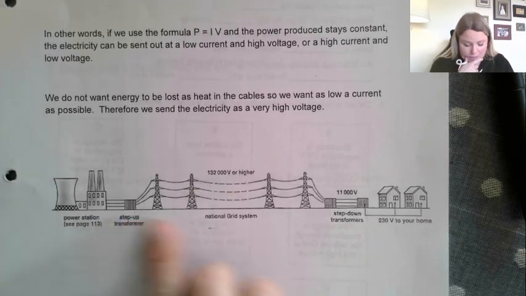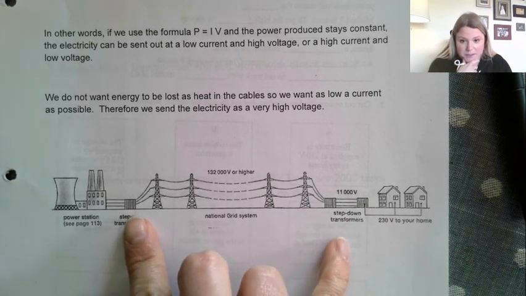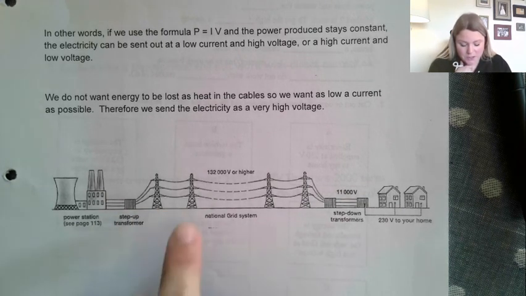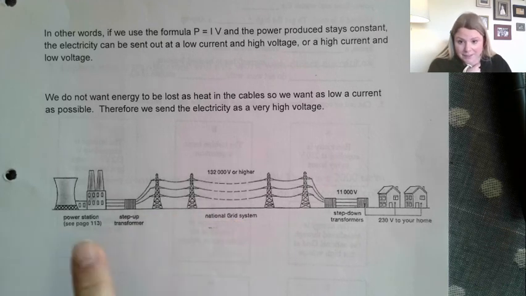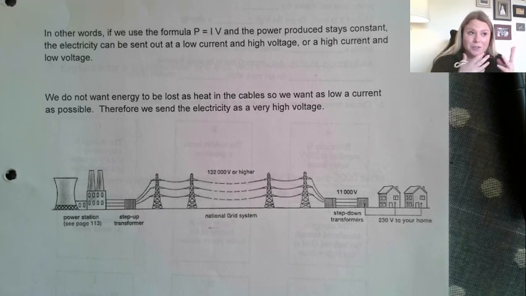Okay, so with this wee diagram, the type of questions they tend to ask is which one is a step up and which one is a step down. From the power station to the national grid is a step up transformer, because you want to be sending that electricity at a really high voltage, low current. And then to your home, it's a step down transformer.